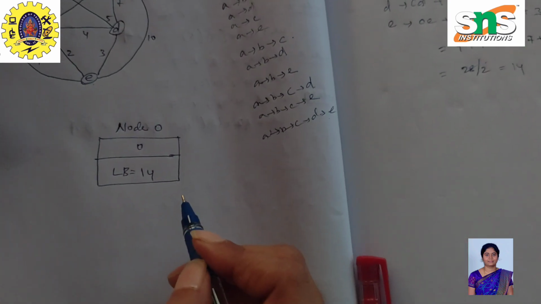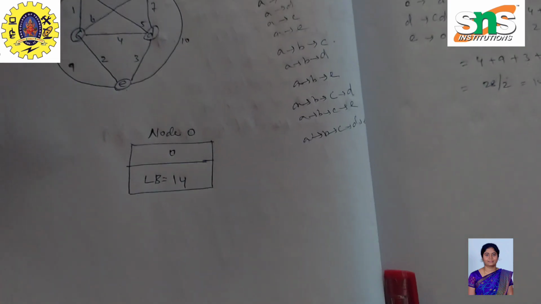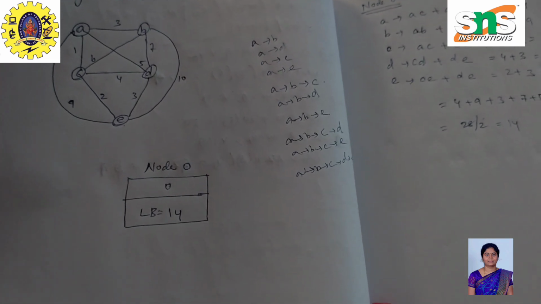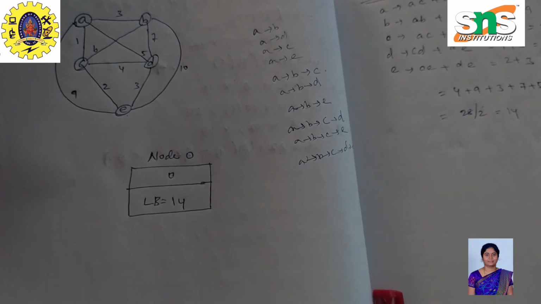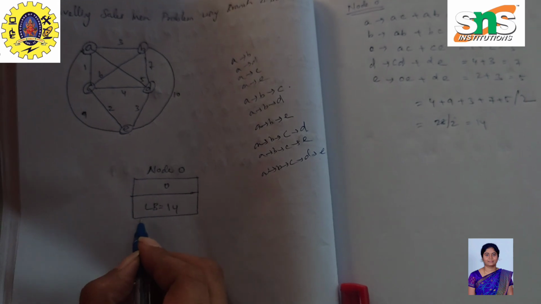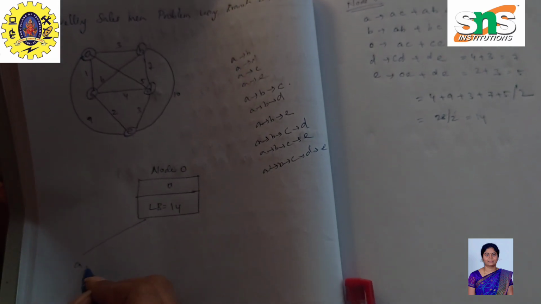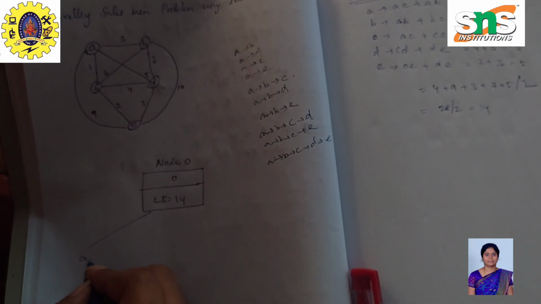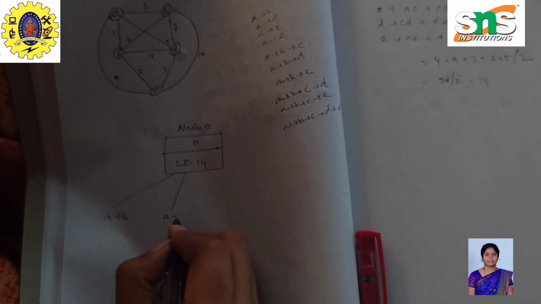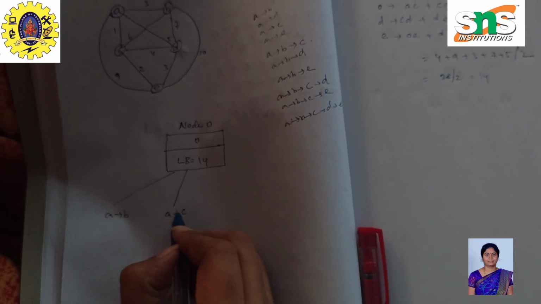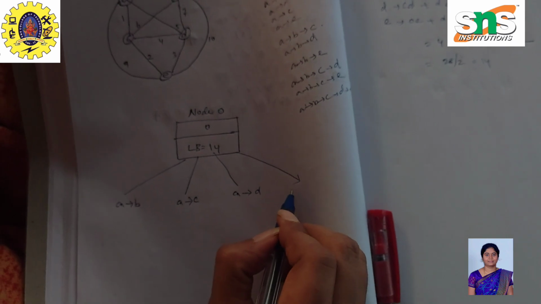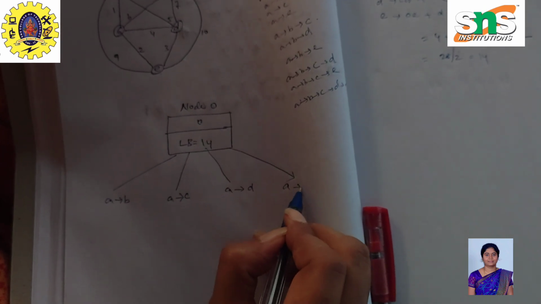From node A, where we are going to move to the next position has to be taken. A's adjacent nodes are B, C, D and E. That we are going to calculate now. So it is A to B, A to C, A to D, A to E.